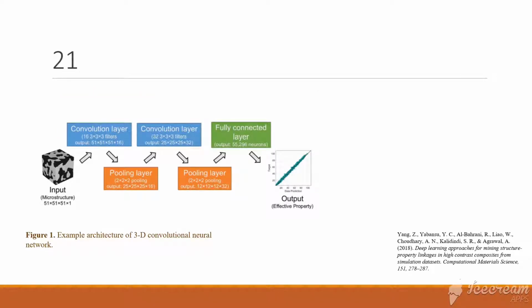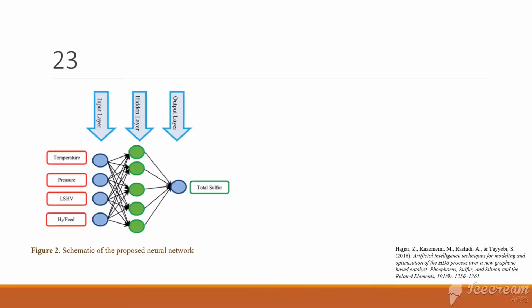In this work, a deep learning approach is planned and actualized to display a flexible homogenization structure property linkage in a high differentiation composite material framework. More specifically, the proposed deep learning model is utilized to catch the nonlinear mapping between the three-dimensional material microstructure and its macroscale stiffness.